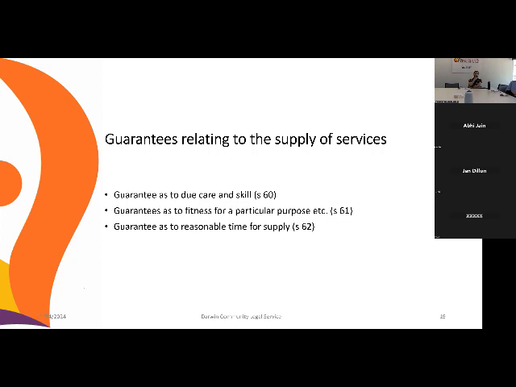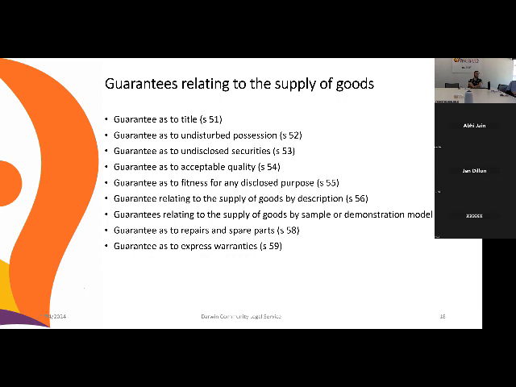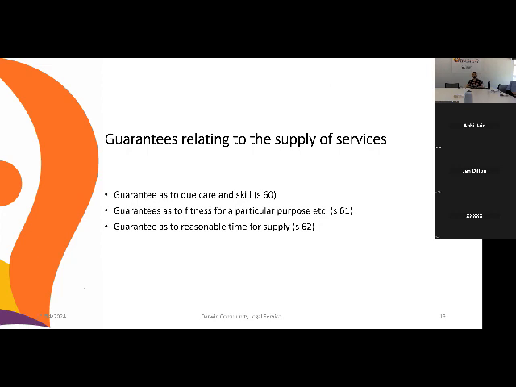There's also a guarantee as to fitness for a particular purpose. This is really similar to the fitness for any disclosed purpose in the supply of goods. Now, the thing with the services is basically it's a guarantee that the services, or a good that results from the services, will address that purpose, because sometimes you're engaging someone to perform a service, and sometimes you're engaging someone to perform a service that will result in a specific product or good. So it's basically a guarantee that the services will address that particular purpose, or the good resulting from the services will address that specific purpose.